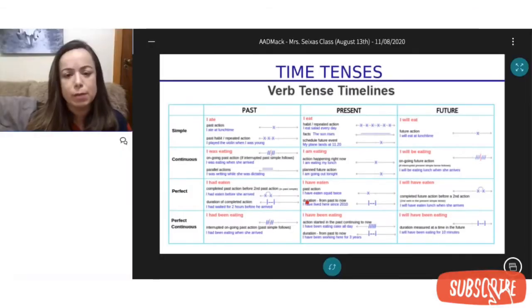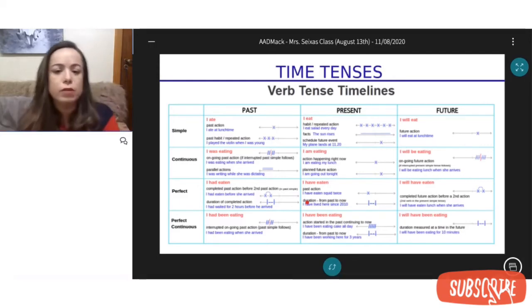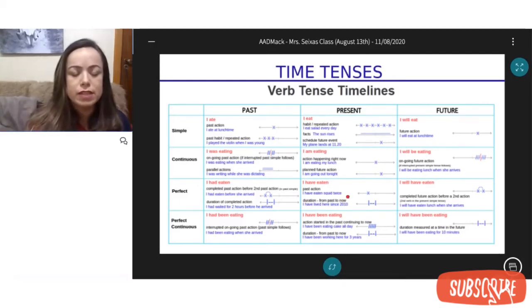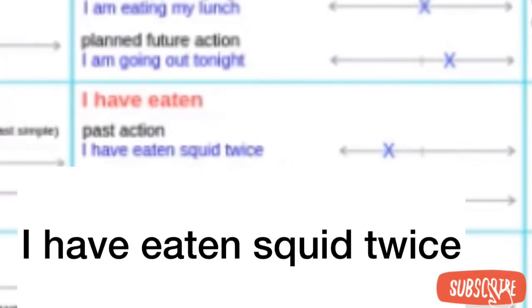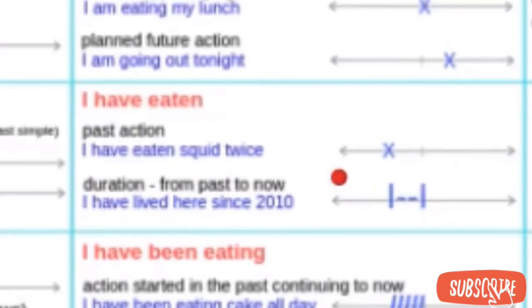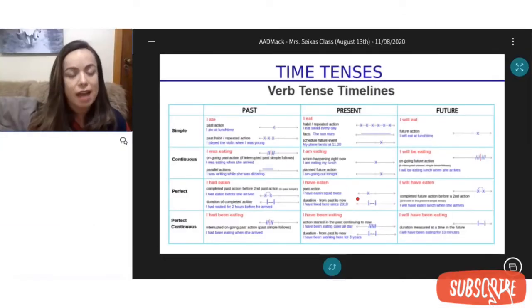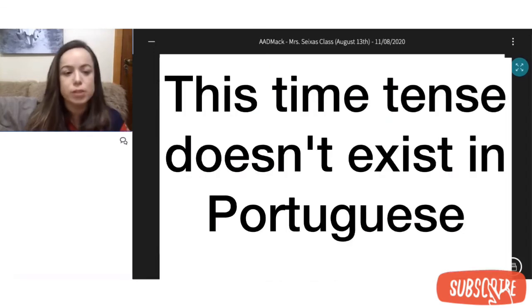But when we think about the past, it's something from the past until now. We are talking about something that you have done. For example, I have eaten squid twice. I have lived here since 2010. We are talking about the past action. Yes, we are, but it is the present too. It's something from the past until now.